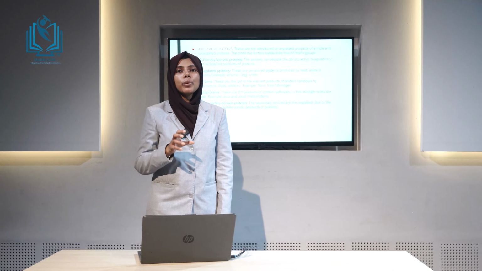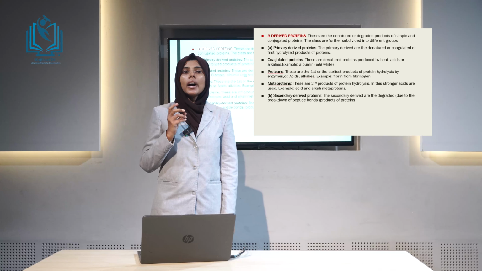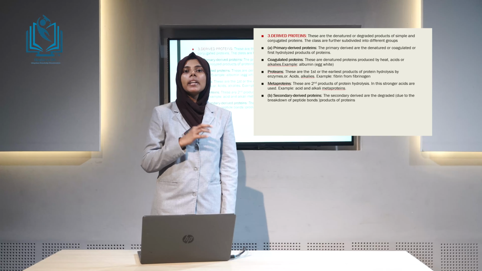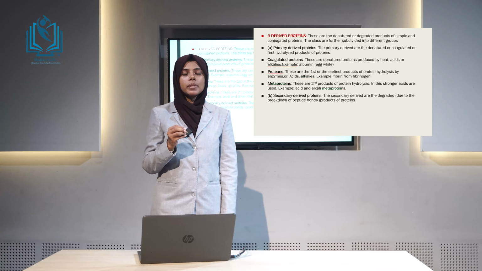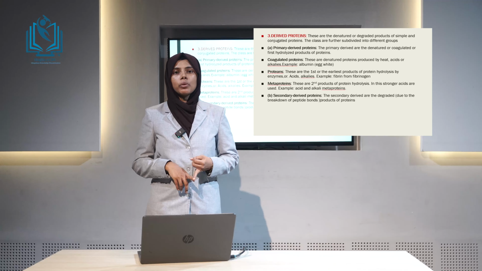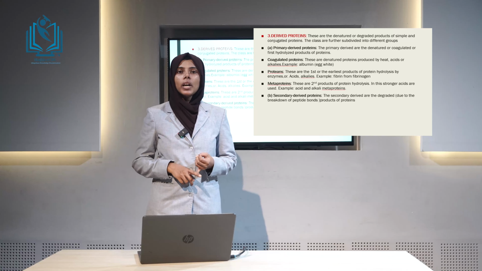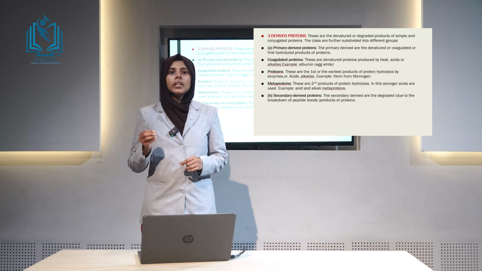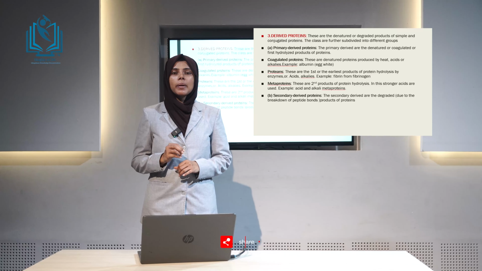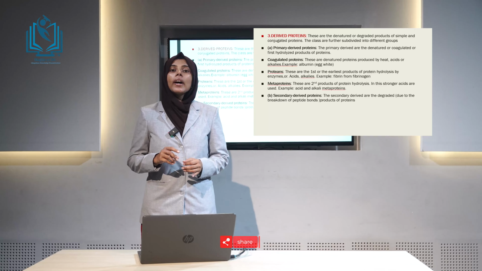The third type of protein is derived proteins. Derived proteins are the product of hydrolysis or degradation of simple and conjugated protein, the first two types. There are primary derived proteins and secondary derived proteins. Primary derived protein is the protein which is obtained as the first product of the hydrolysis or degradation. Among these primary proteins, there are coagulated proteins.